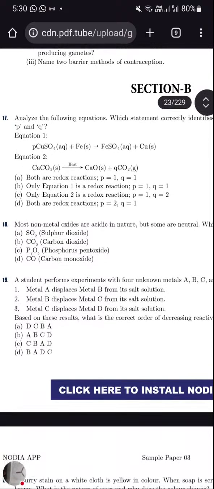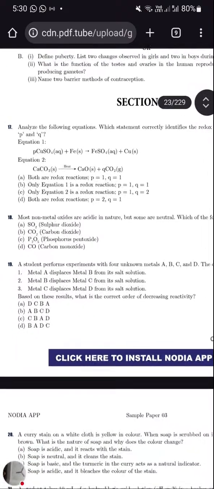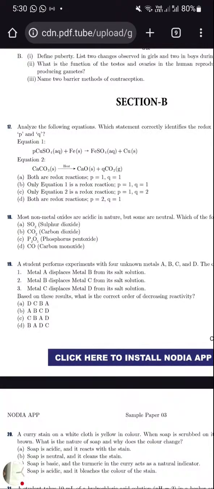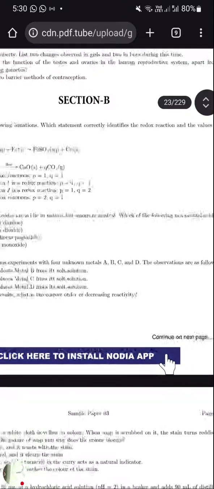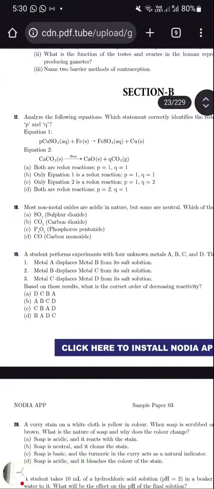Okay, next one. You can answer this on your own. Most non-metallic oxides are acidic in nature, but some are neutral. Which of the following is a neutral oxide? Identify the option. Write down the answer for the 18th one. Question number and option number both.